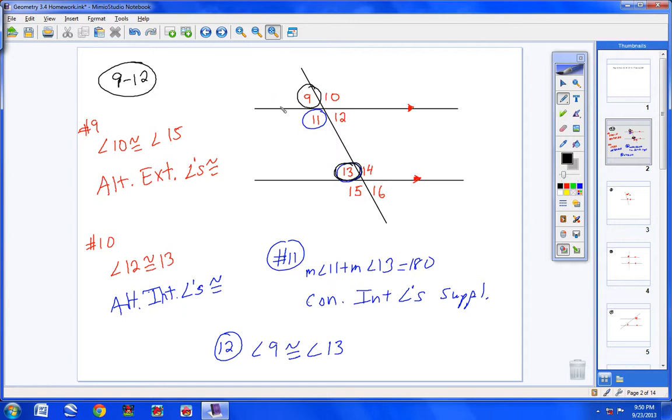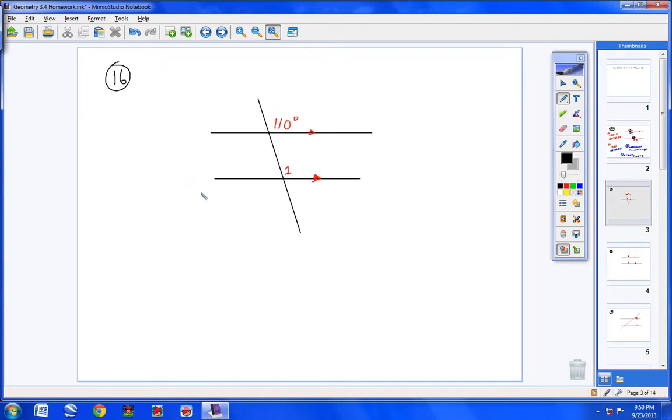Now, notice that 9 is above the parallel line and 13 is above the parallel line. And notice they're both on the same side of the transversal, the left side. When that happens, we call that corresponding angles. And the theorem you learned was corresponding angles are congruent. And again, my computer's freezing up, guys. I'm sorry about that. There we go. Numbers 9 through 12. I hope that helps. Let's take a look now at number 16.